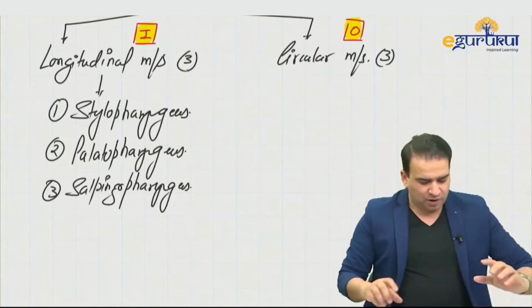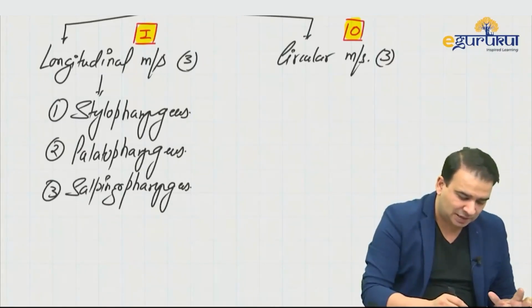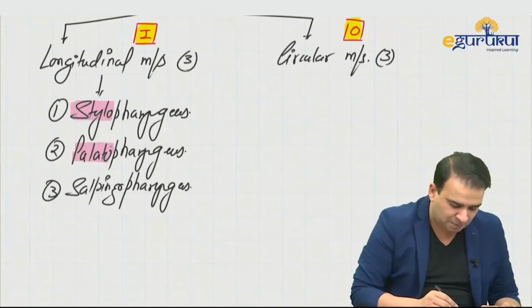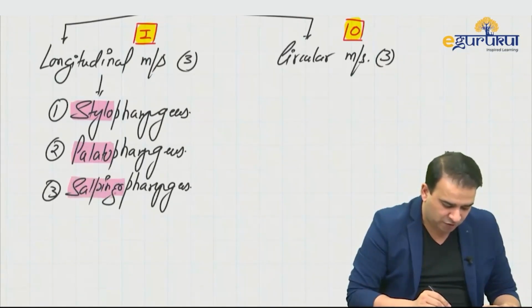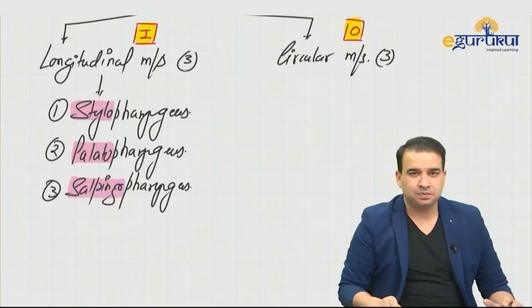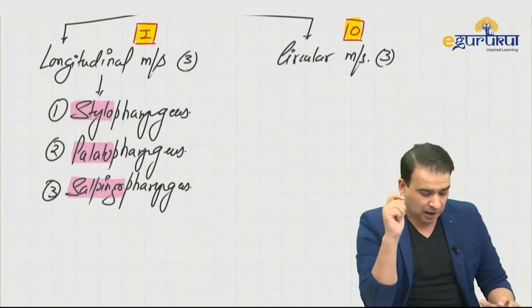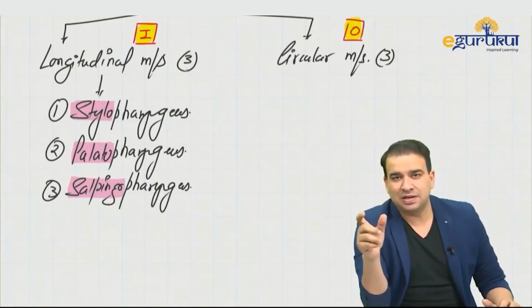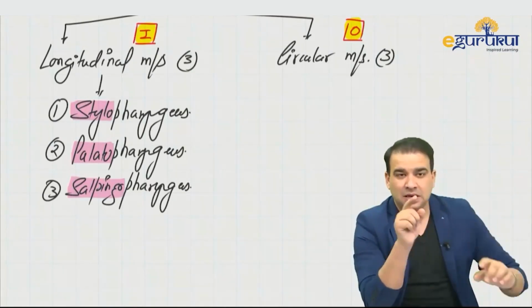And another important thing about the longitudinal muscles: if you look at their names, they are actually telling where they are originating from. Obviously, stylopharyngeus will originate from the styloid process. Palatopharyngeus will come from the palate and palatine aponeurosis. And salpingopharyngeus will come from the medial end of the auditory tube. So the origin is hidden in their name only: stylo, palato and salpingo. And they have a common insertion also. Like we said, all the constrictor muscles insert to the pharyngeal raphe, not the longitudinal muscles.